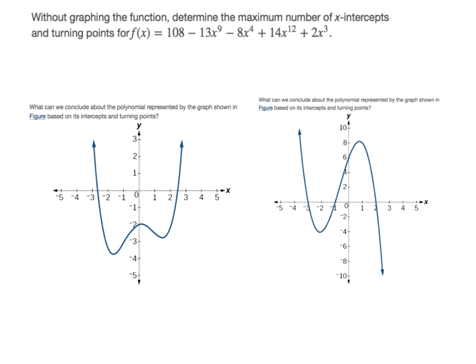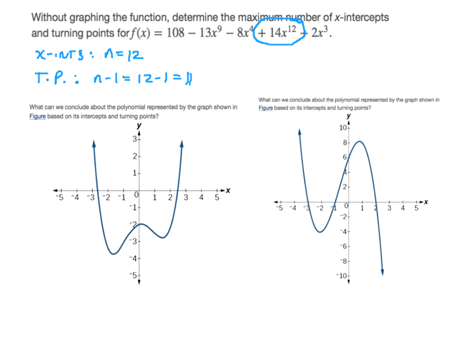Okay, same thing here. My x-intercepts: at most n. Now you've got to be careful because sometimes they'll give these polynomial functions to you not in standard form, so you need to identify that leading term, the one with the highest exponent. n is 12, so I'm going to have at most 12 x-intercepts, and I will have at most n minus 1, or 12 minus 1, or 11 turning points.